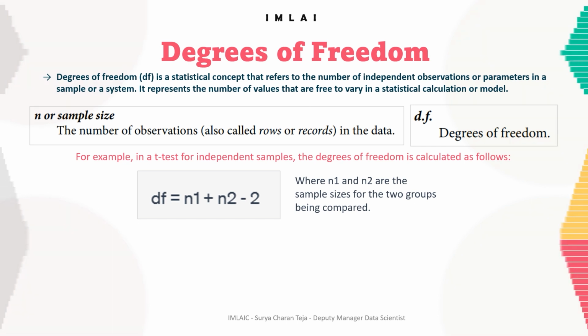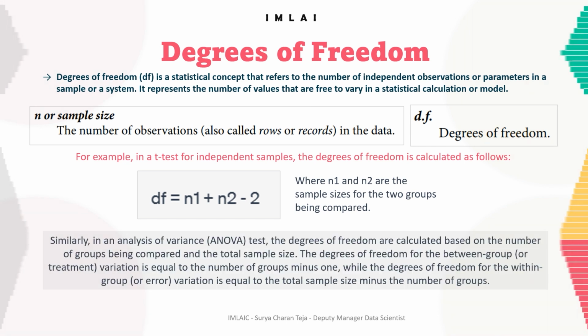Similarly, in an analysis of variance, ANOVA test, the degrees of freedom are calculated based on the number of groups being compared and the total sample size. The degrees of freedom for the between groups variation is equal to the number of groups minus 1, while the degrees of freedom for the within group variation is equal to the total sample size minus the number of groups. That's what we use in analysis of variance, ANOVA.